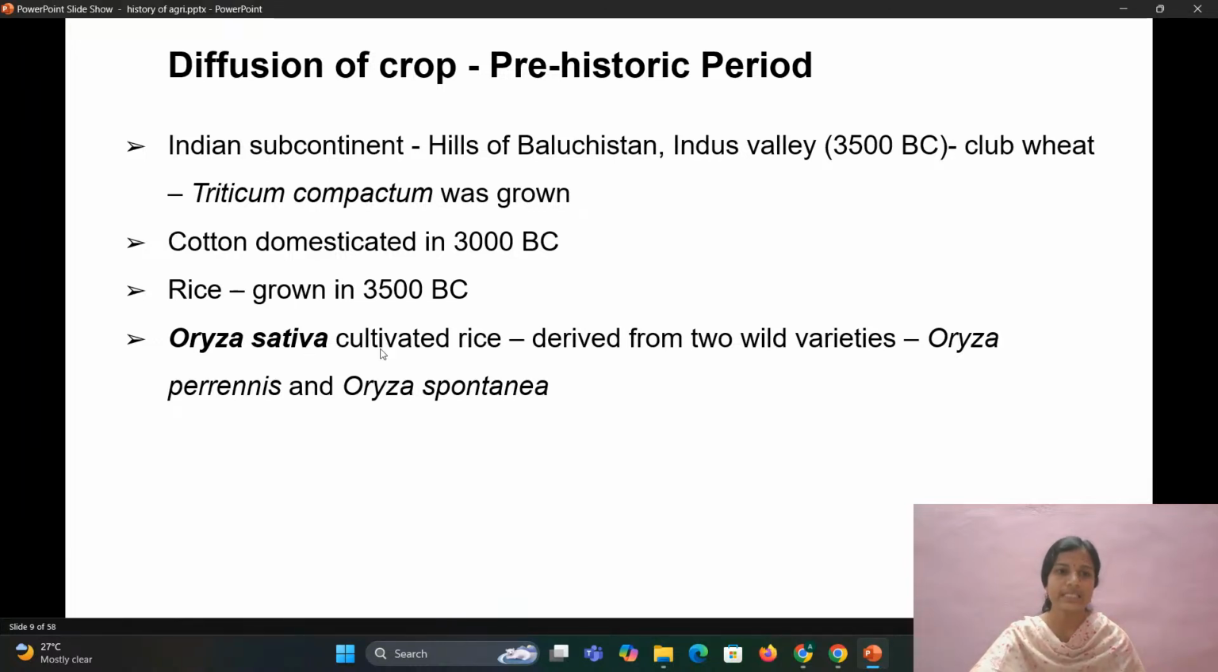This Oryza sativa is believed to have originated from two wild varieties of rice, that is Oryza perennis and Oryza spontanea. So cultivated rice, Oryza sativa, is a cross between two wild rice species, Oryza perennis and Oryza spontanea.